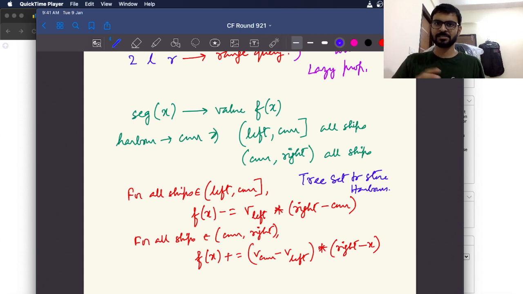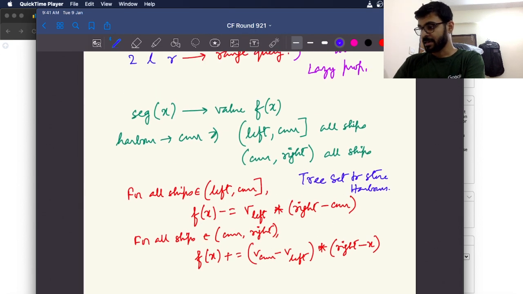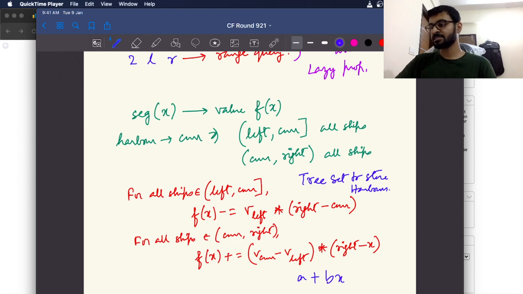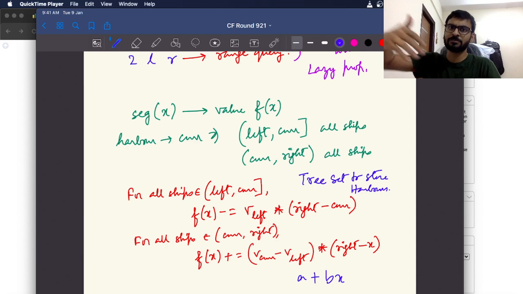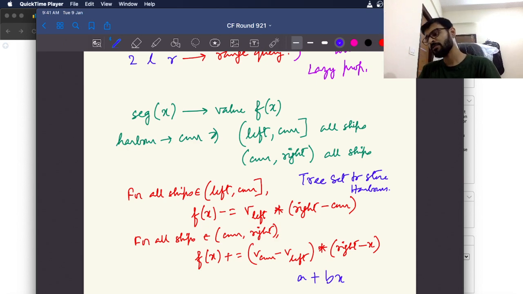So those x factors, I can say, okay, for x, if the coefficient, I can express it as something like a plus bx, where a is nothing but v car minus v left into right, and b is also v car into v left, v car minus v left. In this way, I'll have some a and some b, which will again be a cumulative result of multiple such operations that have happened. And when I get those a and b, I can basically keep on maintaining that a and b, and then I can apply it.